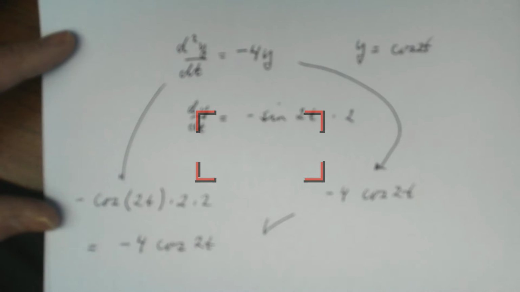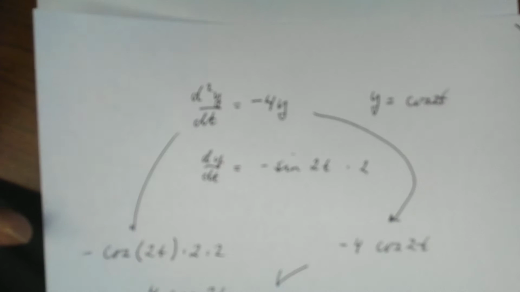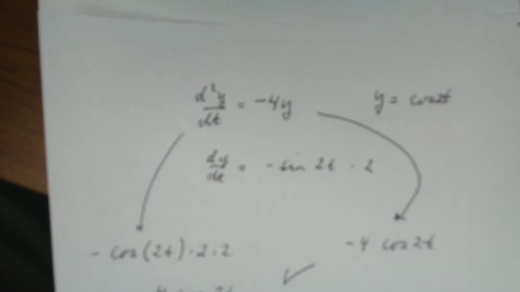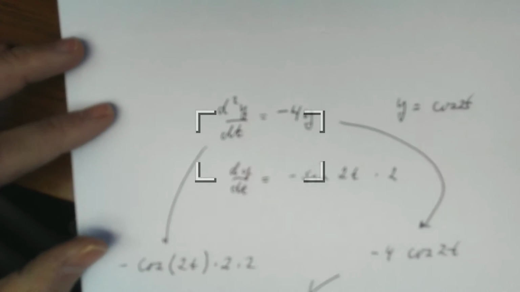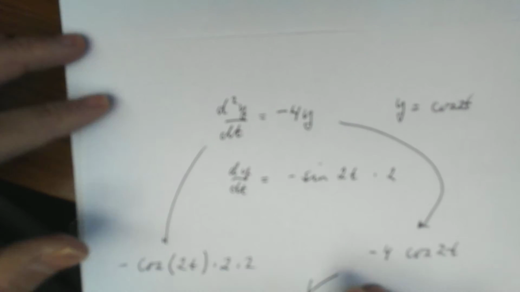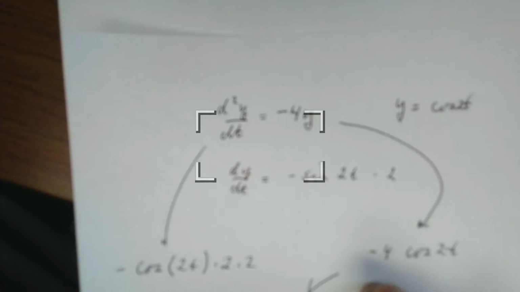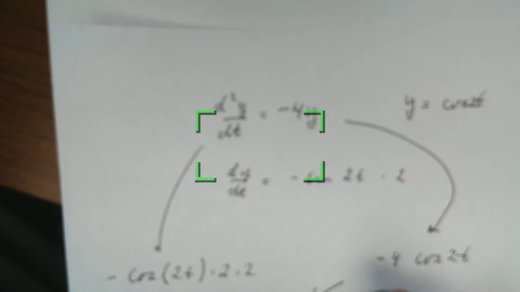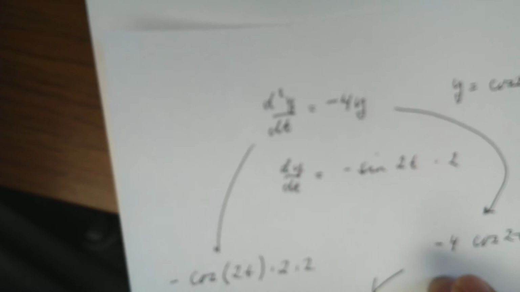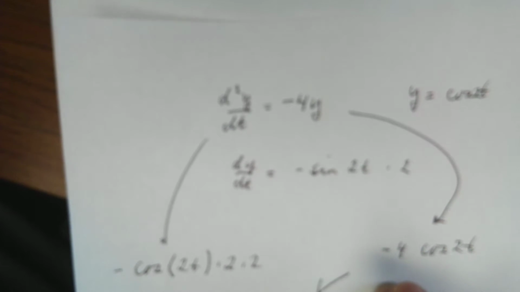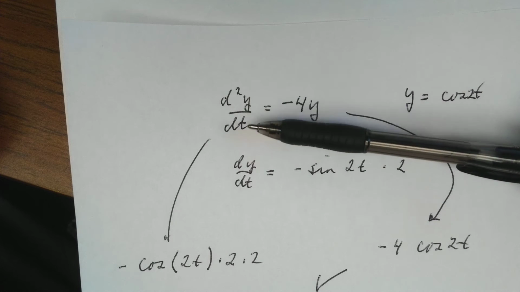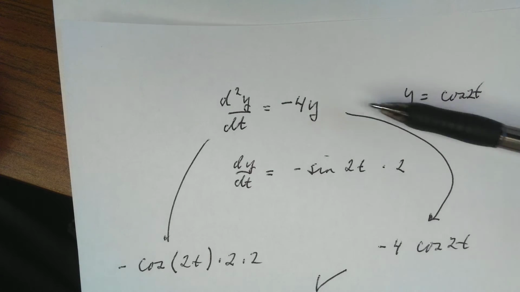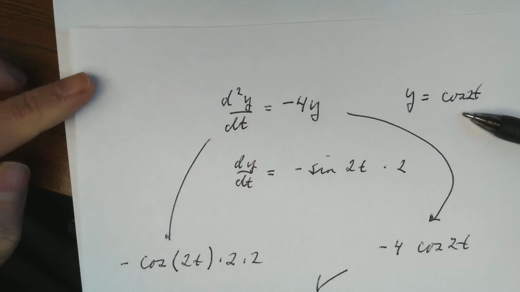Here's an example involving second derivatives. We want a function with the property that if I take the second derivative of that function, I get minus 4 times that function. I'm going to tell you that y equals cosine of 2t is a solution.